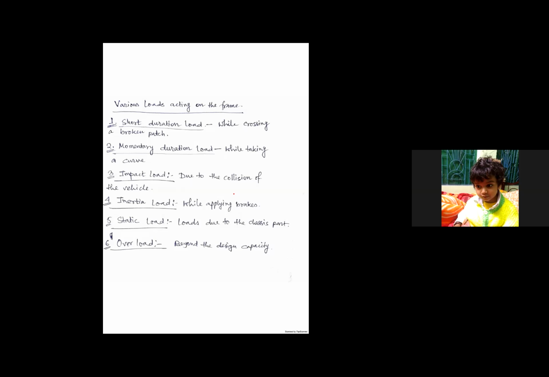That is the fundamental of a car movement and the physics fundamental of a car movement. But the number six load is totally man-made load. Okay, that is overload. It is giving load on a car beyond the car design capacity.